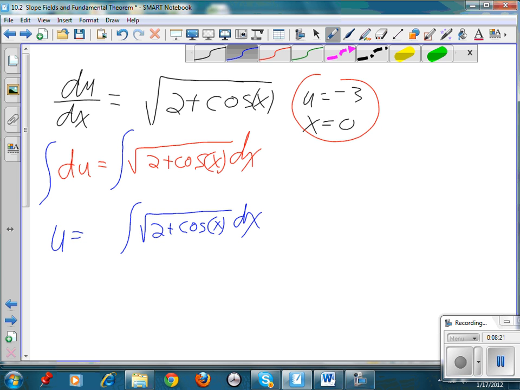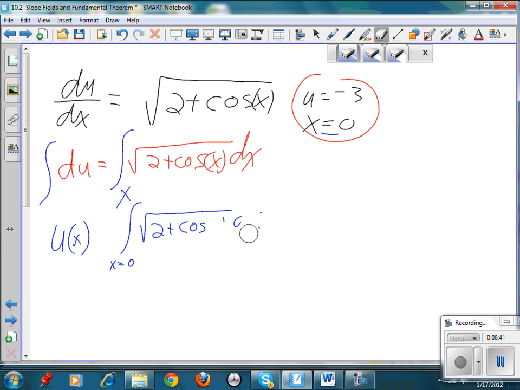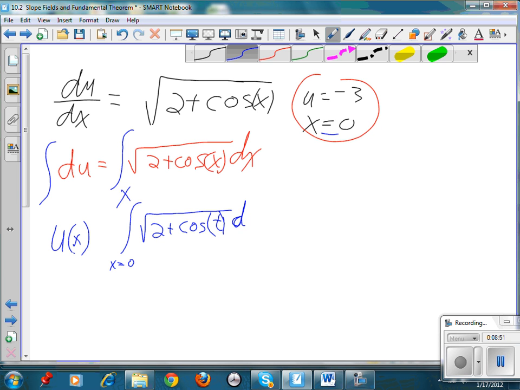If I want a function of x here, I could make this an x. And I'm going to integrate it from where? Well, I'm going to integrate it from where I know it, at x equal to 0, up to x. Typically what we do is we change the variable here. This confuses people, but I'm going to do it anyway. I'm going to make this a t here. This doesn't change the problem at all, right? I put in a t, and I'm going to integrate from 0 to x.